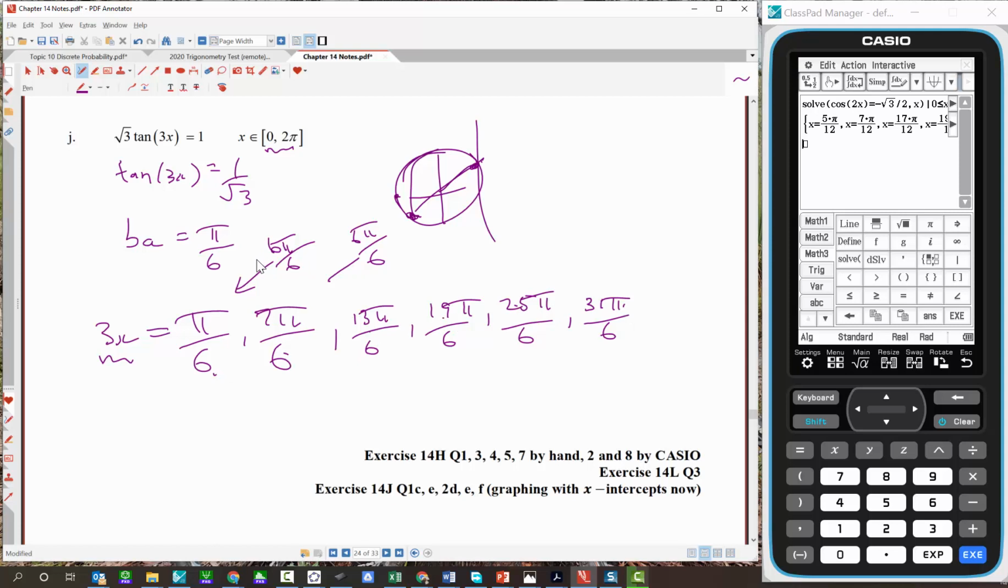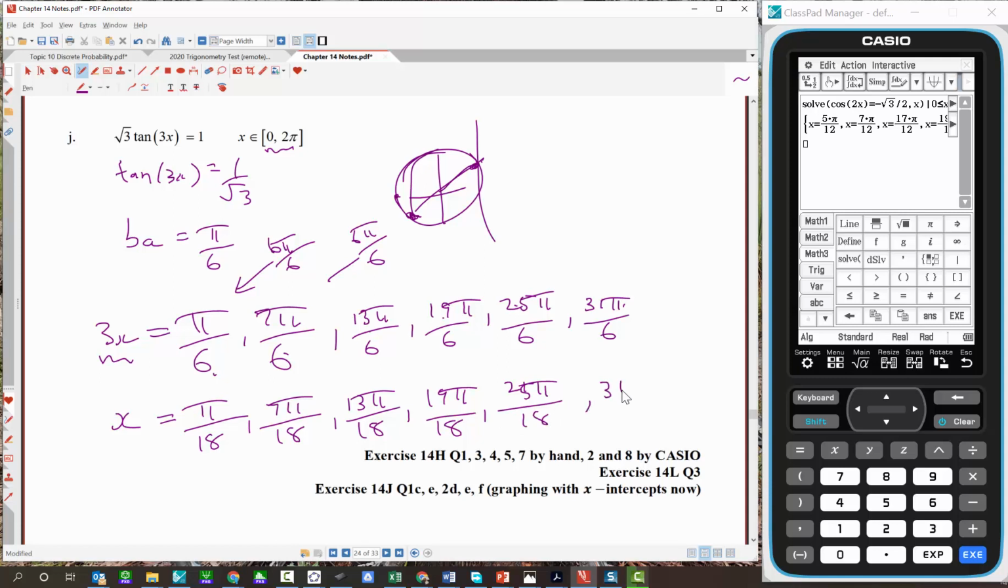All right, now what we're going to do is bring all of these solutions back into the domain by dilating them. Pi on 18, 7 pi on 18, 13 pi on 18, 19 pi on 18, 25 pi on 18, and 31 pi on 18. Right, so there's all of our solutions for that.